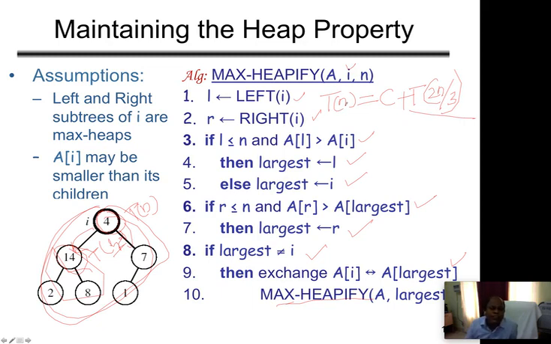Number of elements in the tree whose root node is I. Tn is, what is n? N is the number of elements of the tree whose node is at I. If this is the n, then what is the number of elements where the largest is pointing? Largest may point to the left child or it may point to the right child.